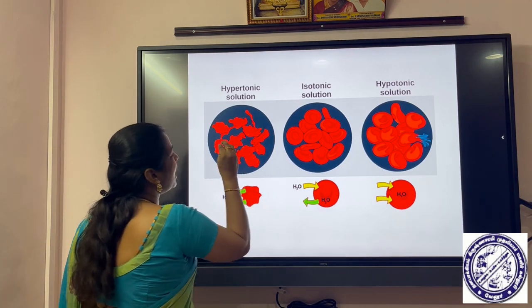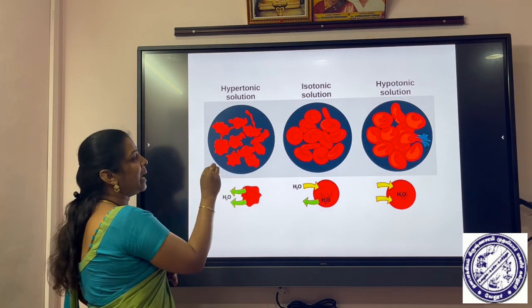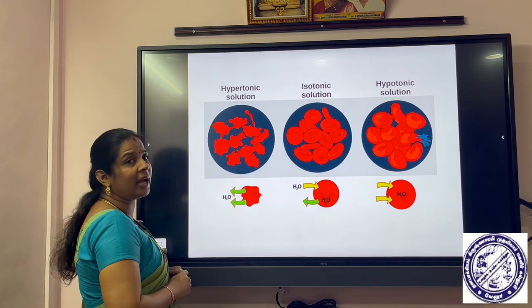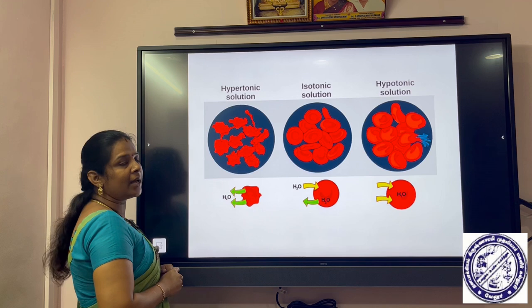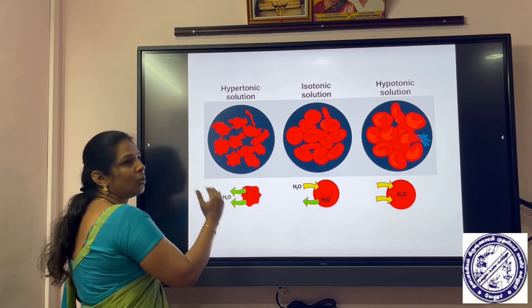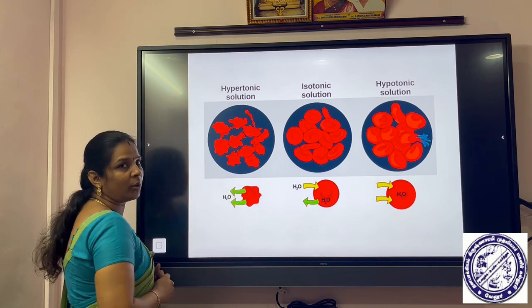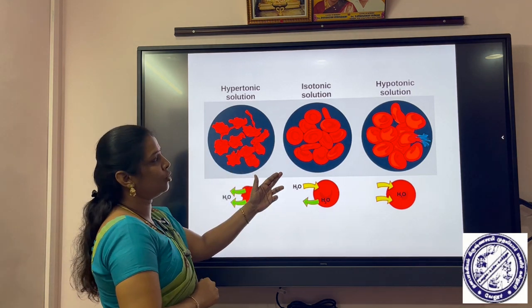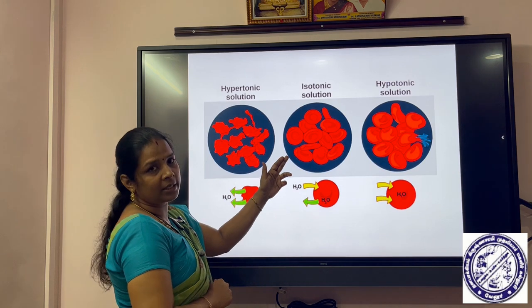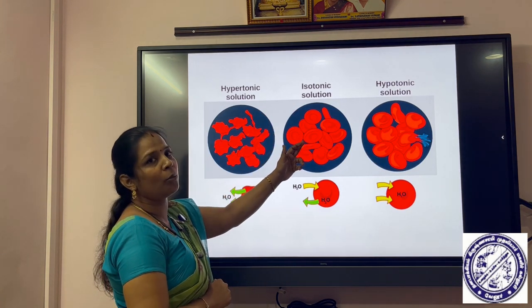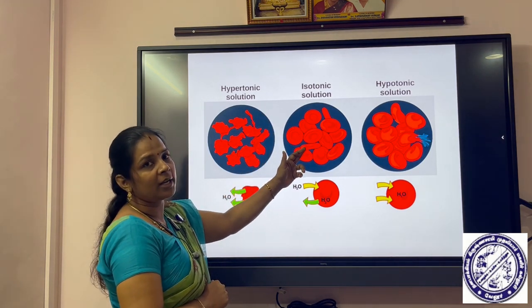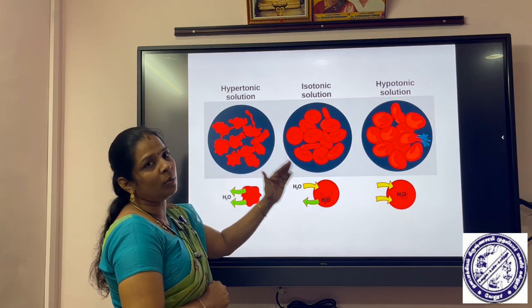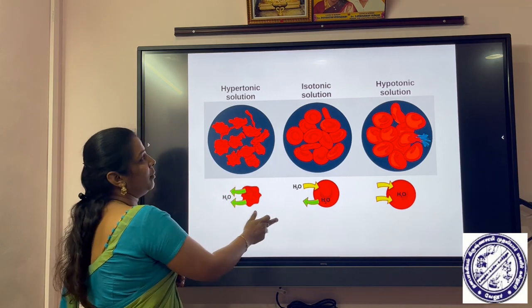If you place the RBC in a hypertonic solution, where the salt concentration of the medium is very high, exosmosis occurs. It loses water to the surroundings. If you place the RBC in an isotonic medium, where the salt concentration of the medium and the body fluid remain more or less similar, there is no movement between the surrounding and the body fluid of the animal.